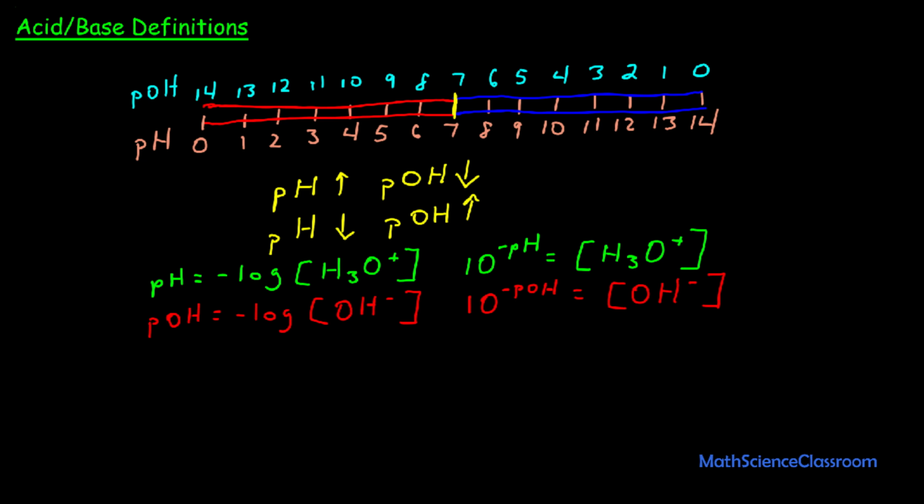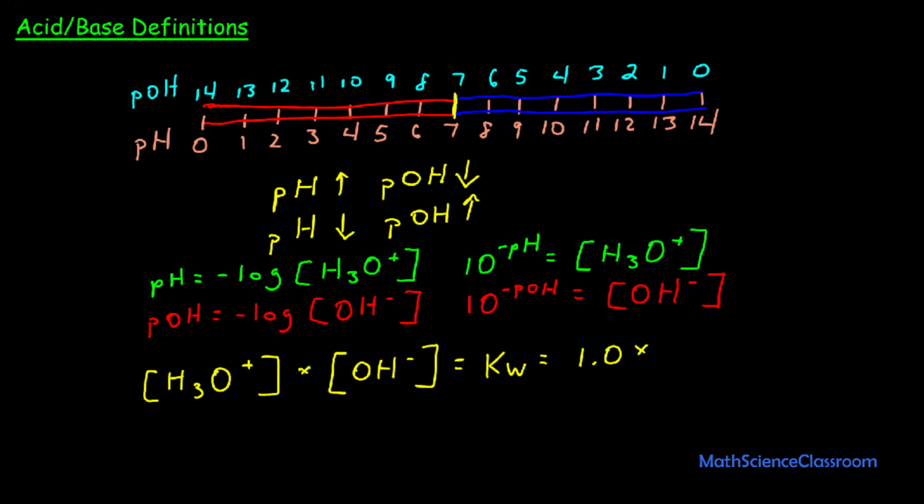And if we take these two concentrations, H3O plus times OH minus, it will equal the Kw value, which is the equilibrium constant of water, which is equal to 1.0 times 10 to the negative 14.